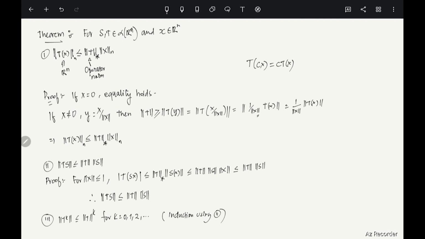Why did I do it again here? Because I want these properties. I want to exploit these properties to define a new thing. So basically we have a new theorem here.